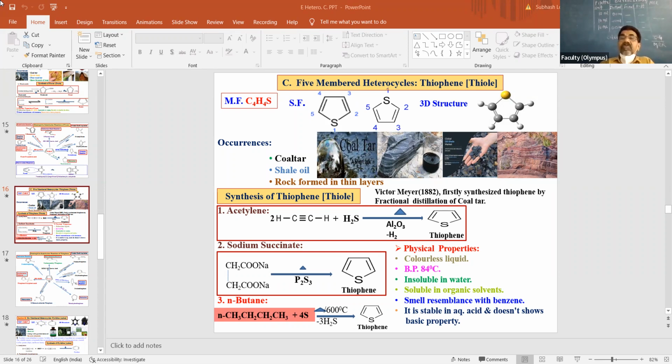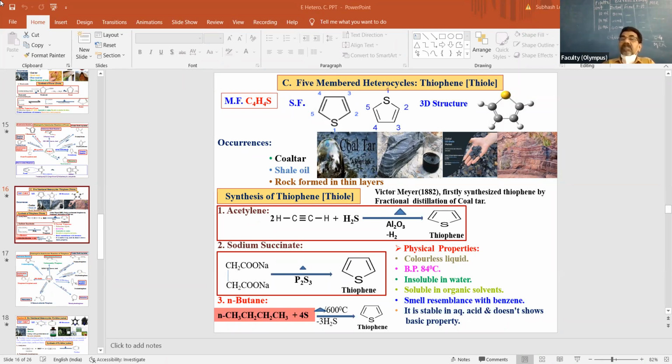After that, if you know the molecular formula and structure of thiophene, then the question is where it occurs. So, dear students, as we already know, coal tar is one of the sources where we can obtain a large or small quantity of a number of heterocyclic compounds. So thiophene also occurs in coal tar. Then we have the shale oils, the crude oils with black color, which can be seen on the screen. That is called shale oils.